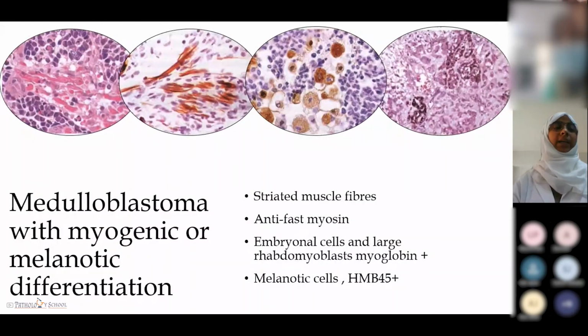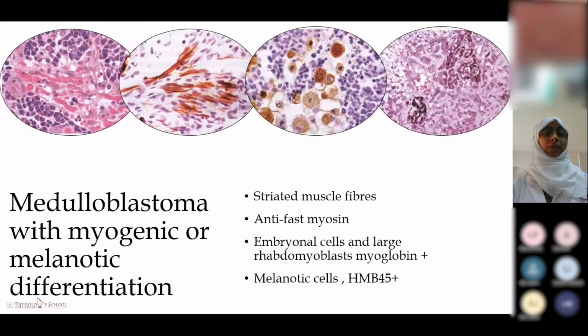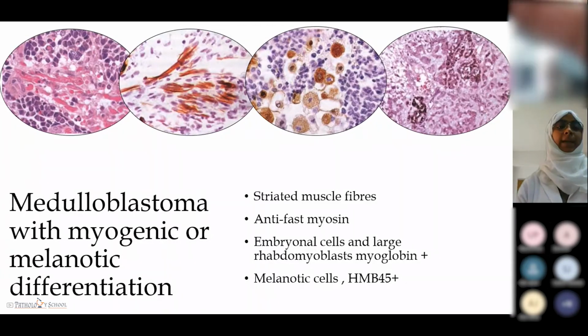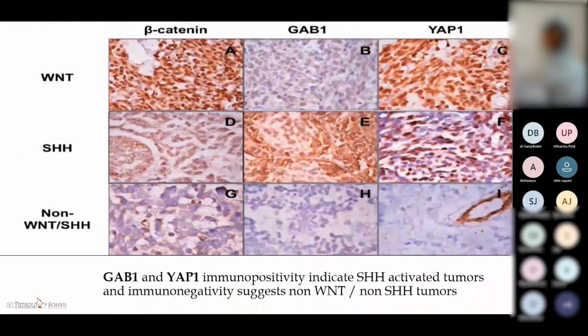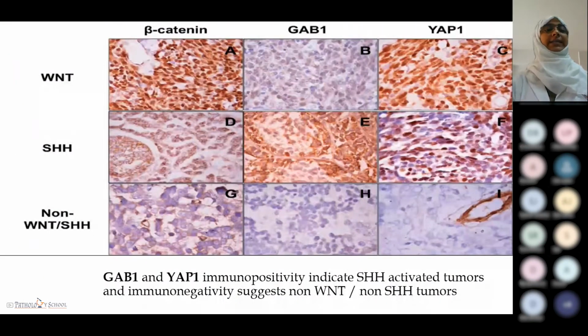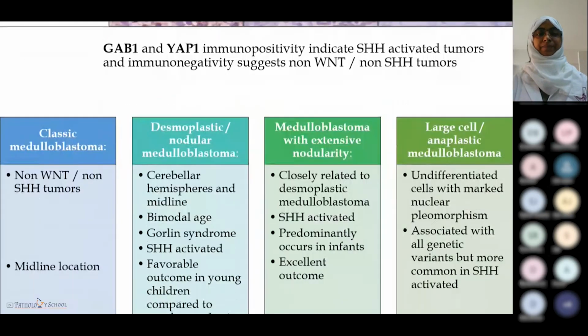Now also comes the myogenic and melanotic differentiation of medulloblastomas, with striated muscle fibers positive for fast myosin, and rhabdomyoblasts positive for myoglobin, and because of melanotic differentiation, HMB45 positive. In the molecular profile, when GAB1 and YAP1 are both positive, this indicates that the tumors are SHH type. If only beta-catenin is positive, they are WNT tumors, and if they are not positive for any of the three, they will be non-WNT or non-SHH tumors.